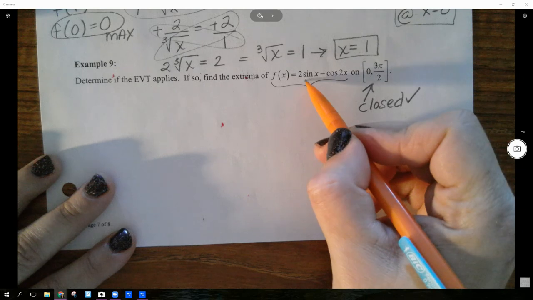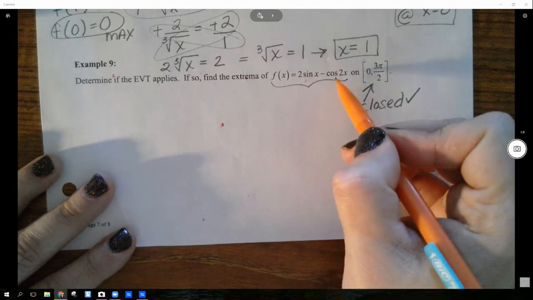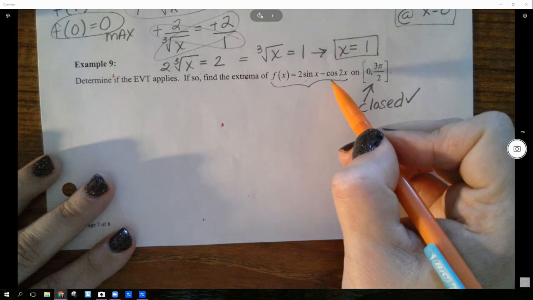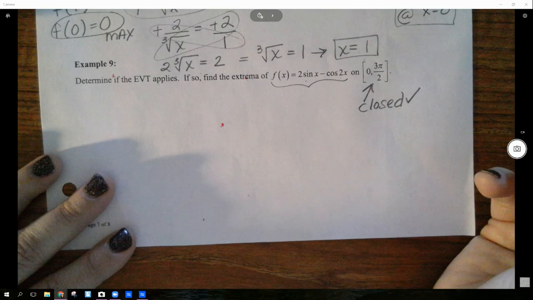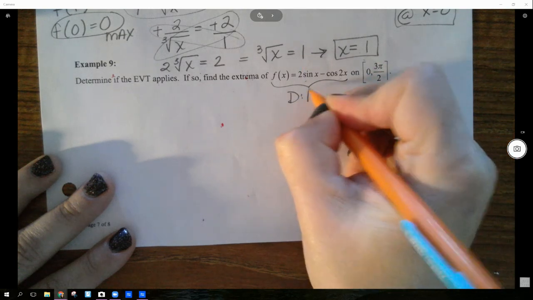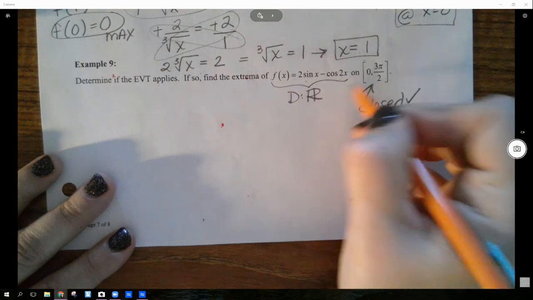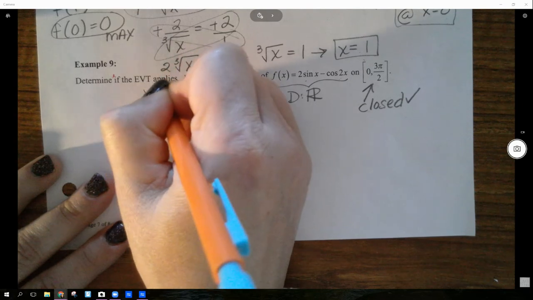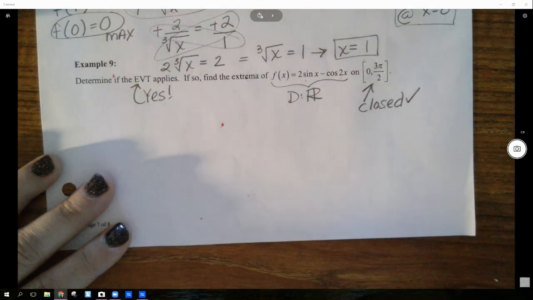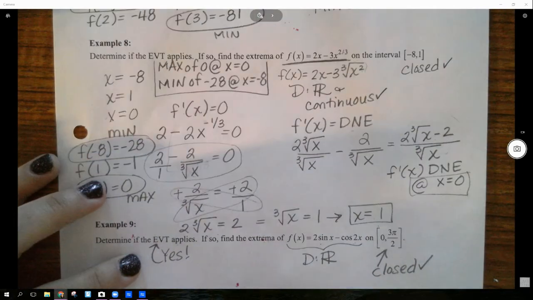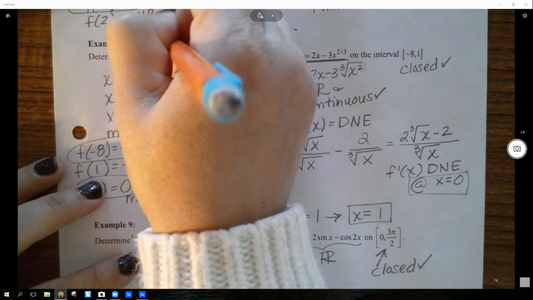When you subtract two functions that have a domain of all real numbers, the final result is also a domain of all real numbers. The only one you really need to worry about is tangent, because we are only continuous from negative pi halves to pi halves. But this is good to go right here. So yes, EVT does apply. Oh, I did not write yes up here, did I?